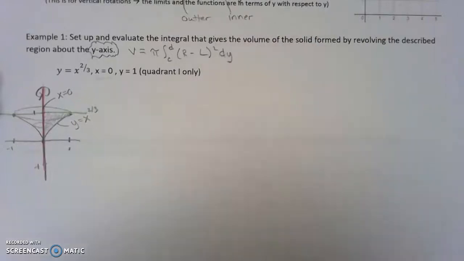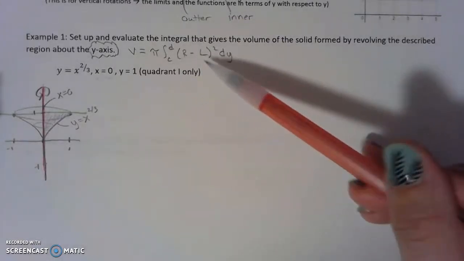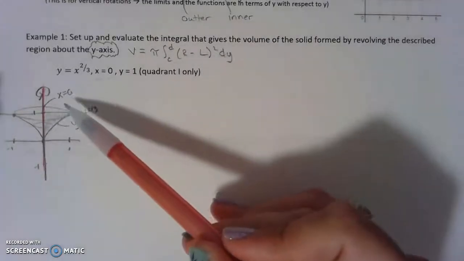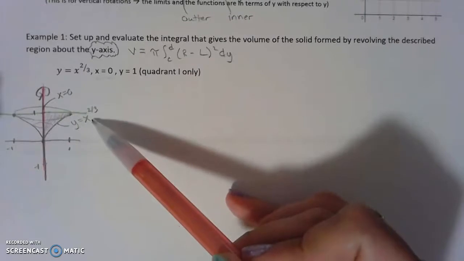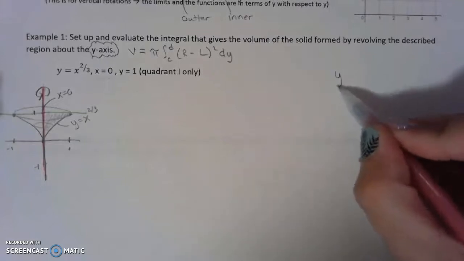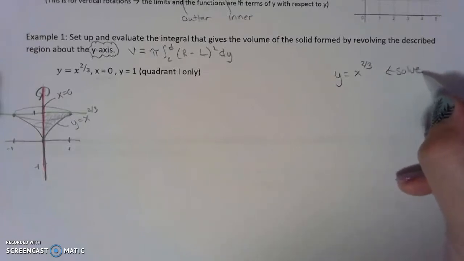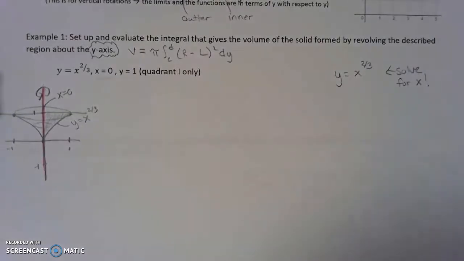Now, there's an issue with this, because remember we said when we're using this, because it's a vertical rotation, everything we plug in here has to have y's in it. Well, x equals 0, that's already in terms of y because it's solved for x. This one right here, unfortunately, is in terms of x because it's solved for y. So what we need to do, and I'm going to do it over here on the side, is take y equals x to the 2/3 and solve for x. We need it in terms of y. Okay, well, how do we solve this for x?